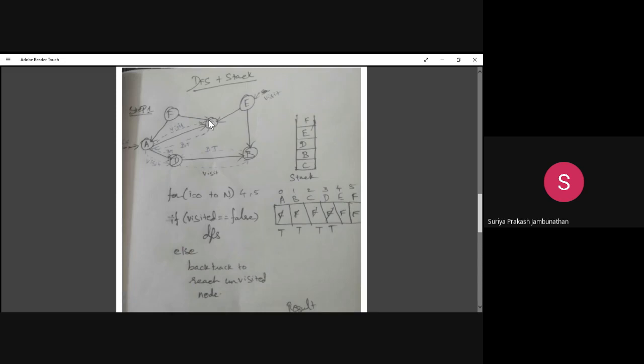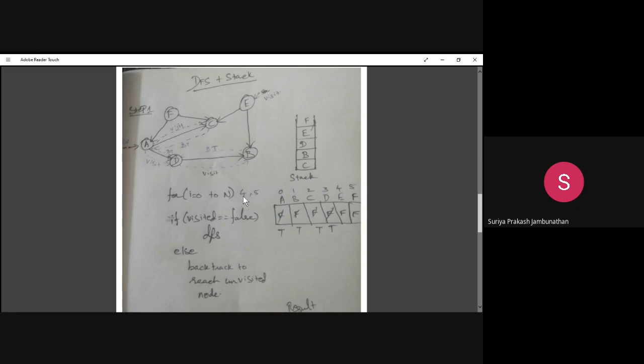Which nodes are unvisited here? Considering these 4 nodes, we have 2 more nodes. What nodes have we not visited in this given graph, apart from these 4 nodes? Can you tell me, students? E and F. E and F are not visited. So we have to increase our for loop count.